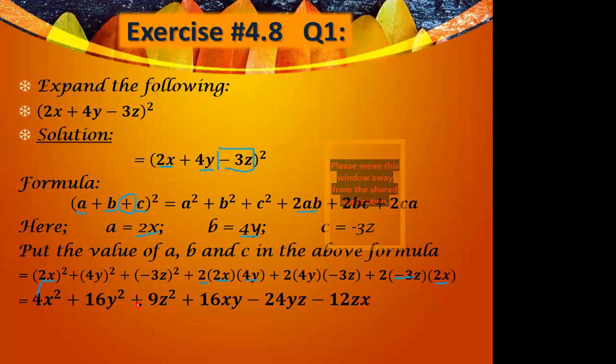Then plus sign. Now here you have minus 3, minus 3 multiplied by minus 3. So the square of 3 will be 9 and minus minus will be plus. So simply you will write here plus 9z square. Then obviously here you have no minus sign, so simply you will write here plus. Then 2 multiplied by 2 is 4 and 4 multiplied by 4 is 16. So you will write here 16xy.